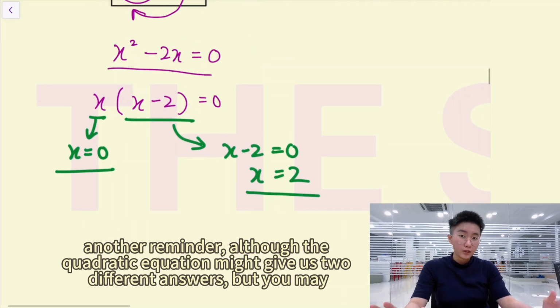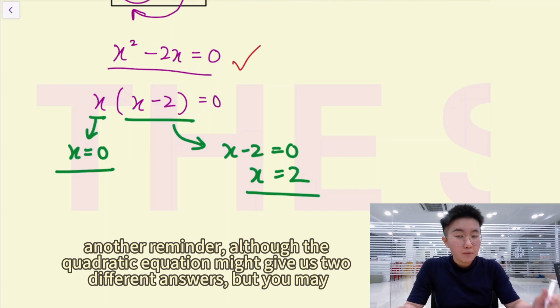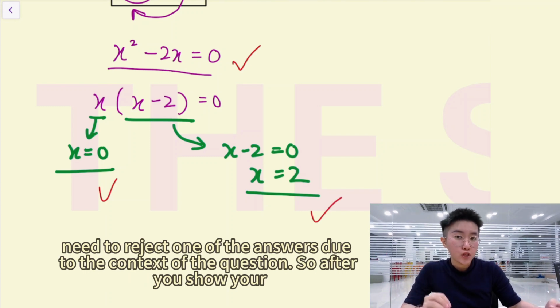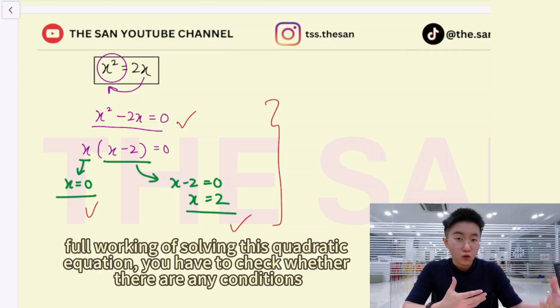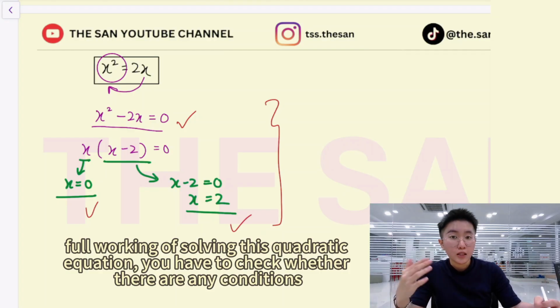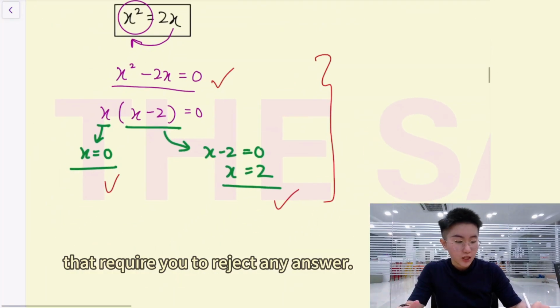But of course, another reminder: although the quadratic equation might give us 2 different answers, you may need to reject one of the answers due to the context of the question. So after you show your full working of solving this quadratic equation, you have to check whether there are any conditions that require you to reject any answer.